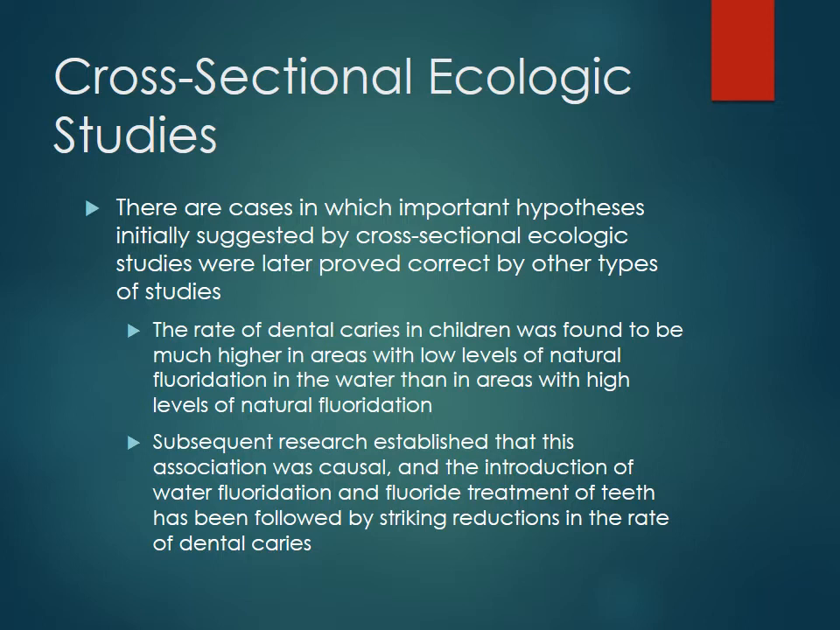So there are cases in which important hypotheses initially suggested by these cross-sectional ecologic studies were later proved to be correct by other types of studies. So say, for instance, the rate of dental caries in children was found to be higher in areas where they had low levels of natural fluoride in the water versus areas with high levels of fluoride. Right? So they did an ecological survey and looked at the exposure to fluoride in the water versus the dental caries that the children were developing. And then subsequent research established that this association was definitely causal. They were able to test the hypothesis that they generated from the ecological survey, and then find that yes, this was true. And that's what led to a lot of the fluoride being added to water.